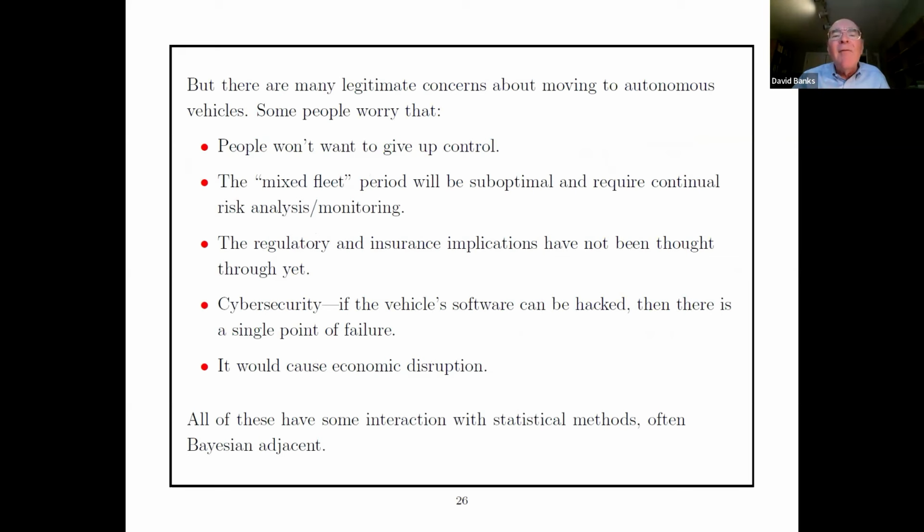There are many legitimate concerns that people have about moving to autonomous vehicles. There are some people who declare that people will not give up control to an AV. They just won't trust them. There will be a mixed fleet period that will be suboptimal and require continual risk analysis and monitoring. So there'll be a period when a handful of the drivers are in AVs and a handful of them are human piloted. And over time, we expect that ratio to shift. And it may be that at some point, a government will say, human beings are terrible drivers and unsafe. The AVs are much safer. We're going to simply say that human beings may not drive on interstate highways, or maybe human beings may not drive on secondary roads. The regulatory and insurance implications have not been thought through yet, but this is coming.